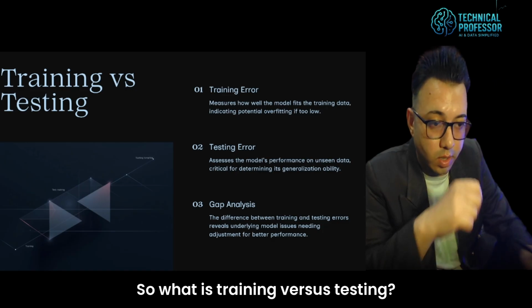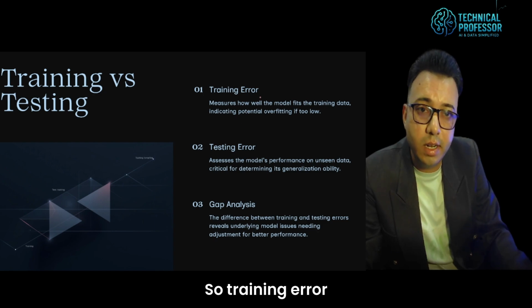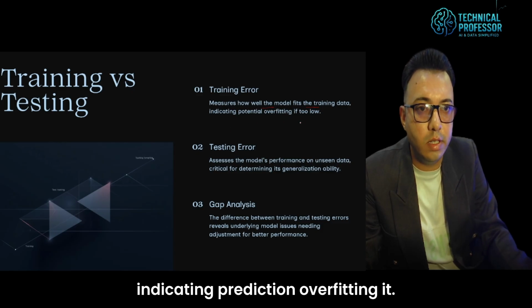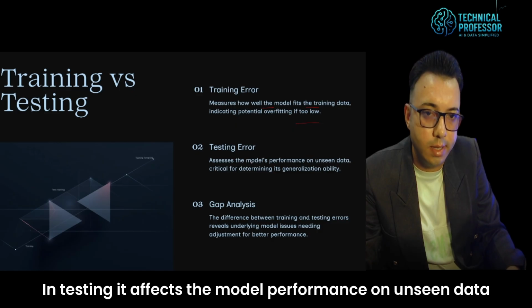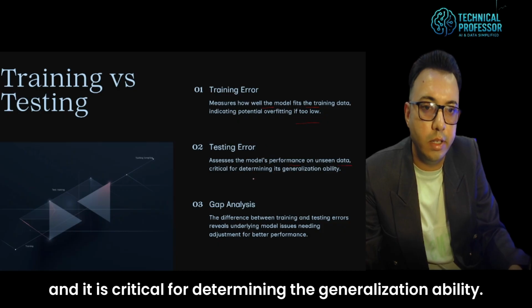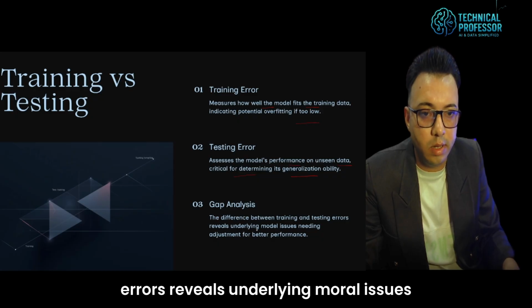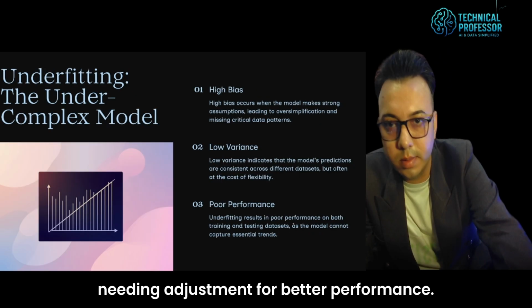So what is training versus testing? Training error measures how well the model fits the training data, indicating potential overfitting if it is too low. Testing error reflects the model's performance on unseen data, and it is critical for determining generalization ability. The third is gap analysis. The difference between training and testing errors reveals underlying model issues needing adjustment for better performance.